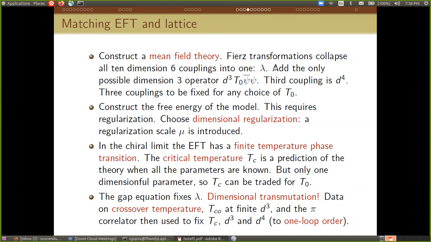It turns out, I'm not showing you the calculation, I'm just quoting the calculation to you. And so what we have done is we have dimensional transmutation. The data on the crossover temperature at finite D3, that's the TCO, that we get, and the pion correlator is used, and that's all used to get TC, D3, D4. And I can do this at any order. In particular, I could do this to one loop order in this effective field theory. In other words, we put in some of the data on the pion correlation functions, and then we get all the couplings. The process is clear. I'm not giving any proofs and not showing you the calculations. I'm just telling you the process.